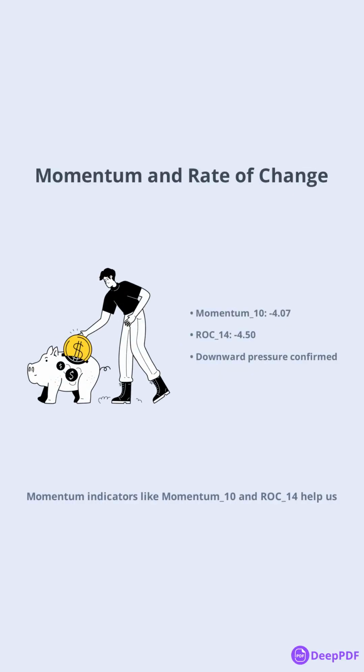Momentum indicators like Momentum 10 and ROC 14 help us gauge the speed and direction of price changes. For TXN, Momentum 10 is -4.07 and ROC 14 is -4.5, both negative. This confirms the recent downward pressure on the stock. The negative momentum score of -4.89 further supports this view. These readings suggest that TXN has been losing ground, but as we've seen, it's also approaching oversold levels.